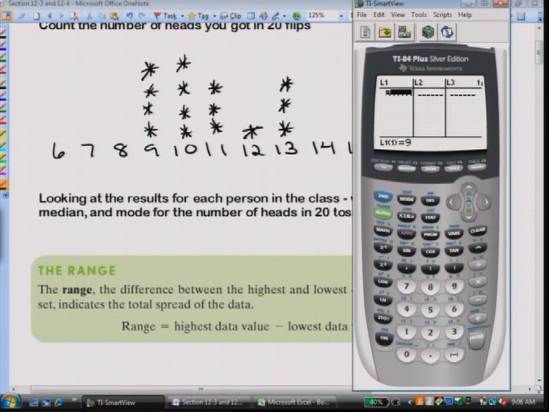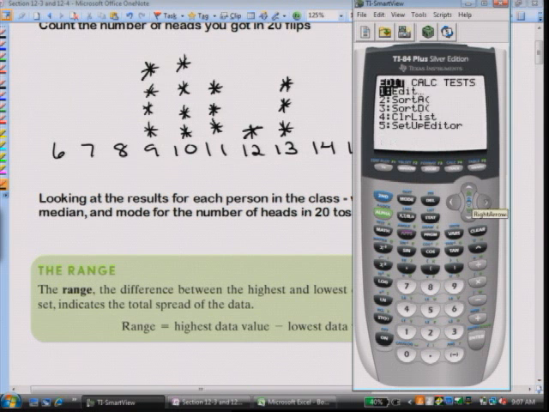Then we're going to enter four 9s, four 10s, three 11s, and then a 12, and then two 13s. Okay, and then you do stat, over to calc, and then choice 1 is one-variable statistics.